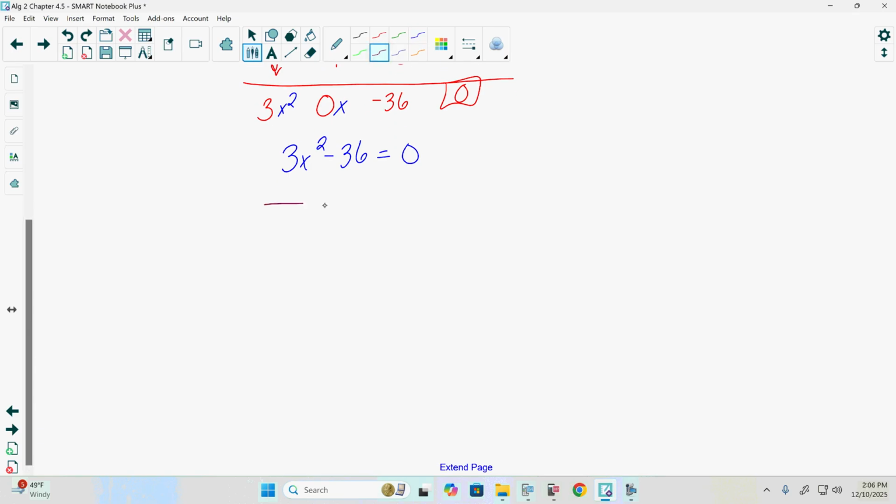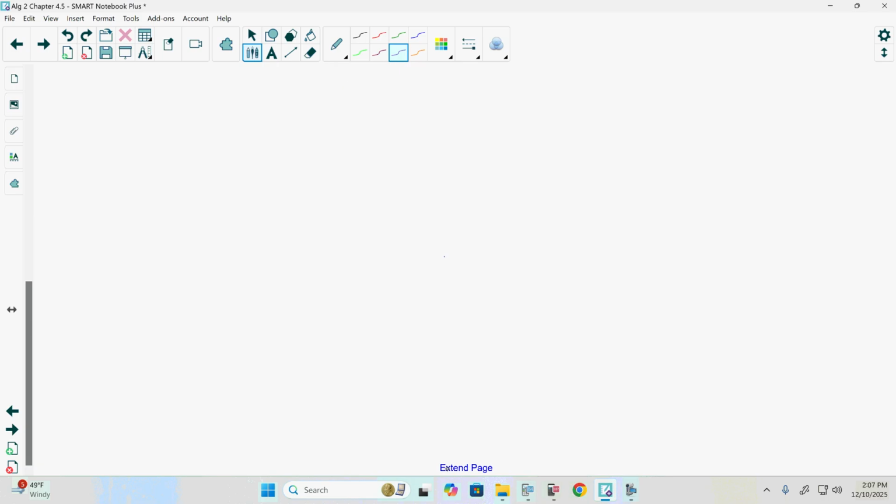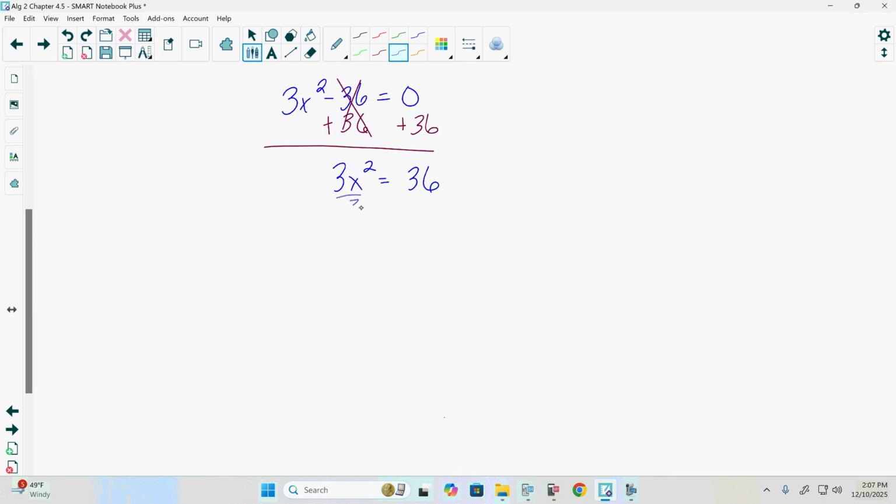So here, we add 36 to both sides. And negative 36 plus 36 is indeed 0, and 0 plus 36 is 36. Now again, to get x squared by itself, we're going to have to divide both sides by 3. 36 divided by 3 is 12, yes? And last, we have to take the square root of 12.